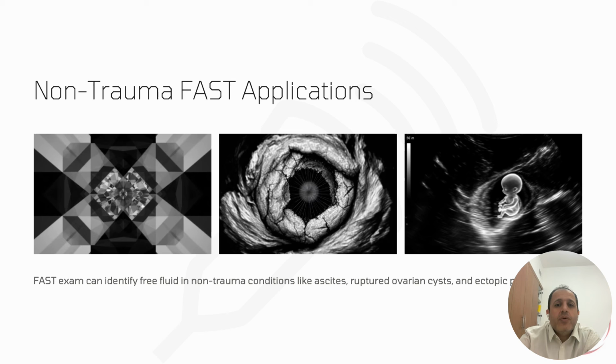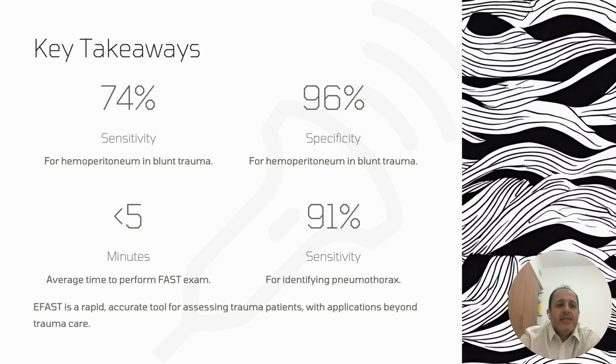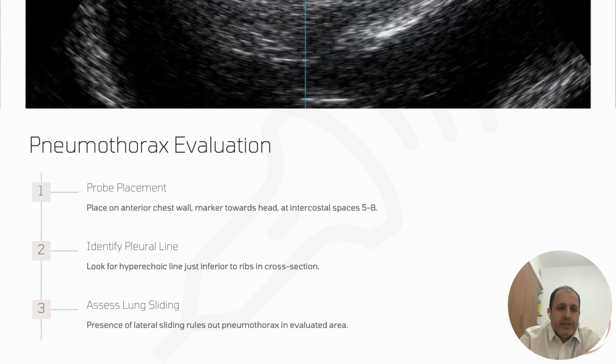As we discussed, we can use FAST for non-traumatic patients also, any patient with abdominal pain, just to detect free fluid. Sensitivity for hemoperitoneum is 74%, specificity 96%, and in less than 5 minutes, if you have good skill, you can finish it. It's not time consuming, and it is 91% sensitive for pneumothorax.